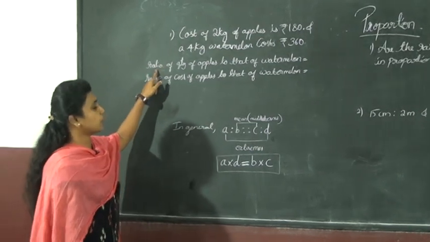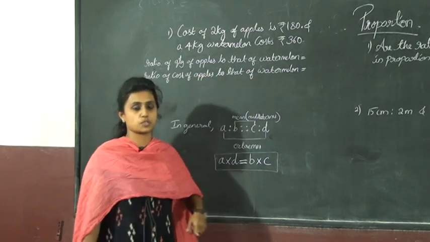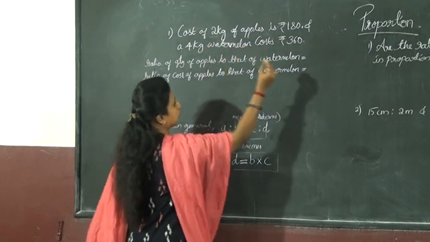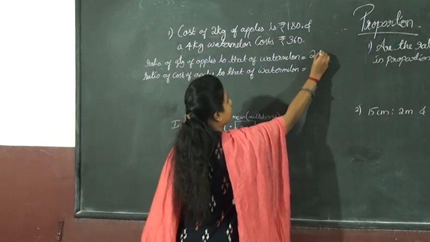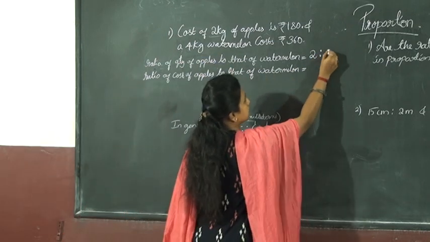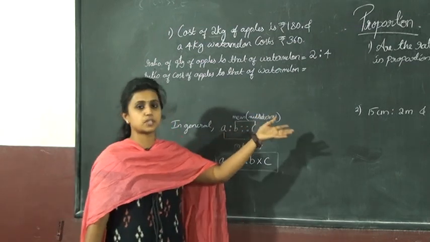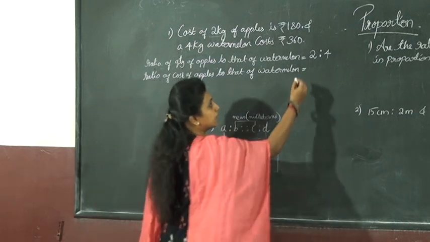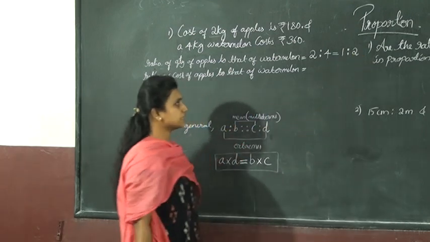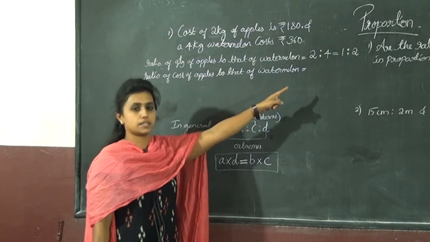That is, first you want to find the ratio of the quantity of apple to that of watermelon. What should you do with the quantity of both? You should compare them. Here the quantity of apple is 2 kilogram, that is 2, then the quantity of watermelon is 4 kilogram, that is 4. 2:4 is the ratio. Then you can make the ratio as simple as possible. The simplest form of this ratio is 1:2. That is, the ratio of the quantity of apple to that of watermelon is 1:2.